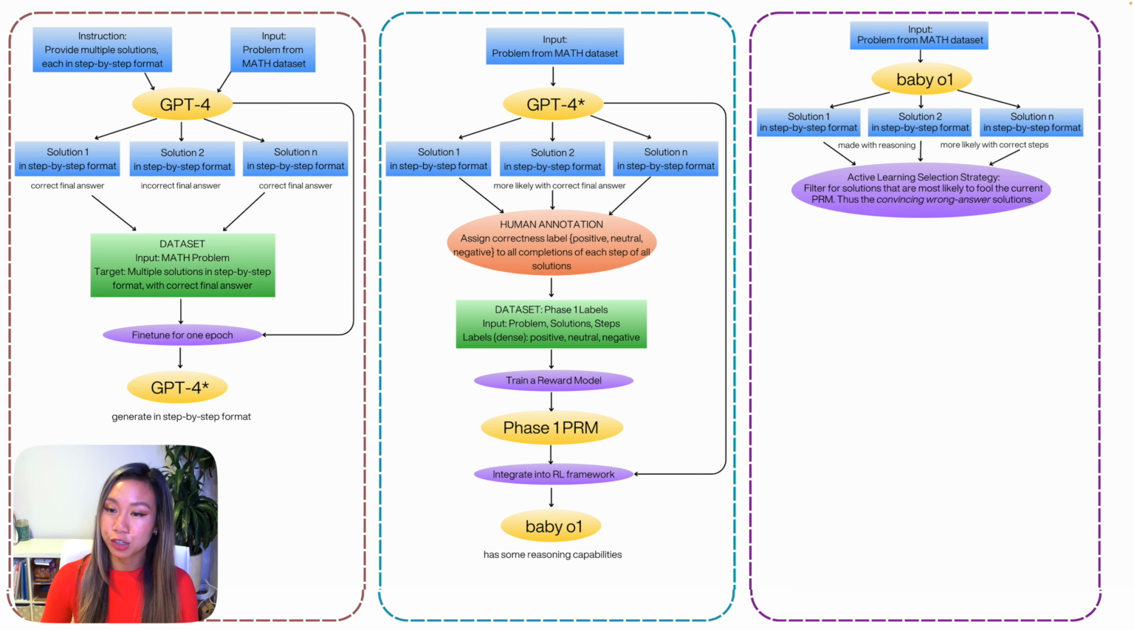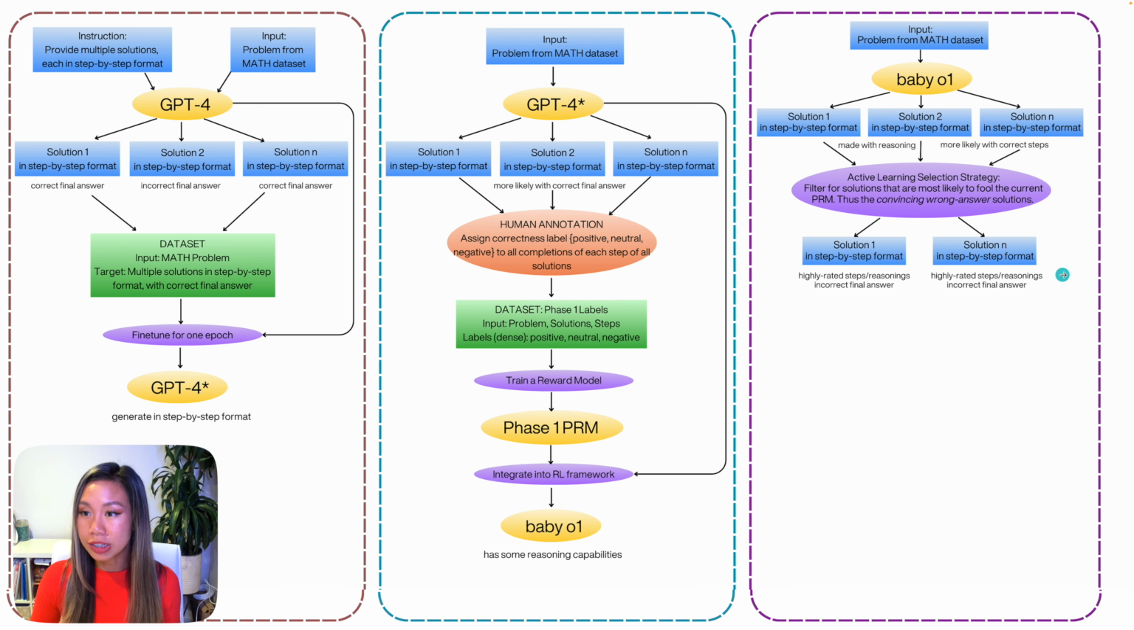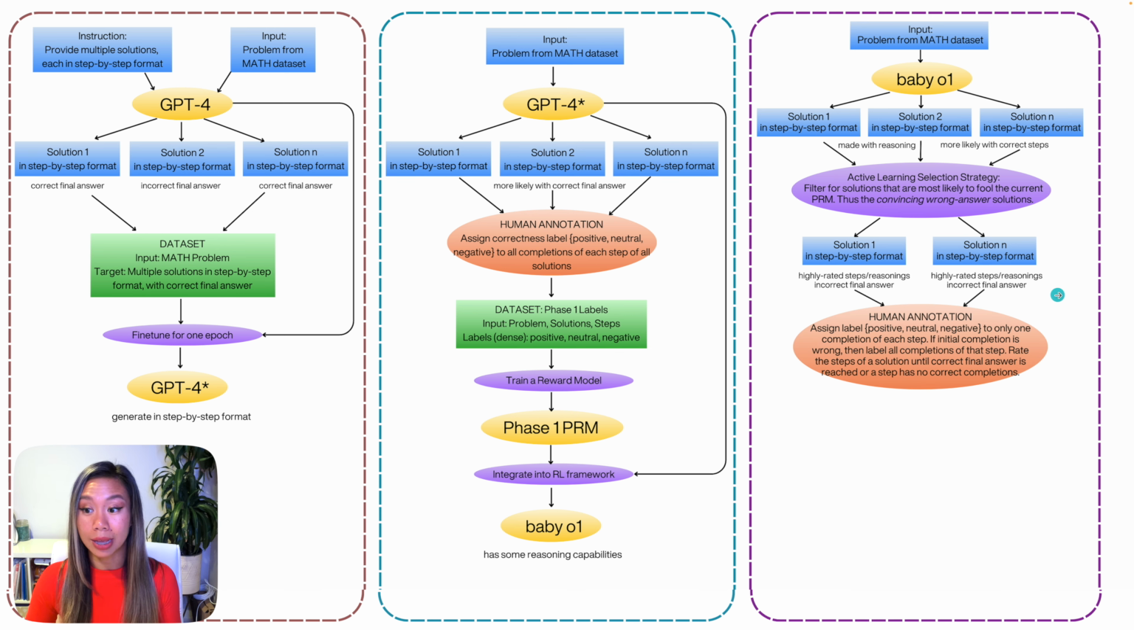With that, you feed the solutions into an active learning selection strategy, where you filter for the solutions that are most likely to fool the current process reward model. And by fooling, we mean the solutions that have the wrong final answer, but yet still have the most convincing intermediary steps. We filter for these ones because these steps are what the PRM is messing up on. And so getting labels for these particular solutions is going to be the most informative in training the reward model to be better. Once your solutions have been filtered, these are the traits that it'll have: very highly rated steps and reasonings, but yet the incorrect final answer. And these are what will get annotated by the human.